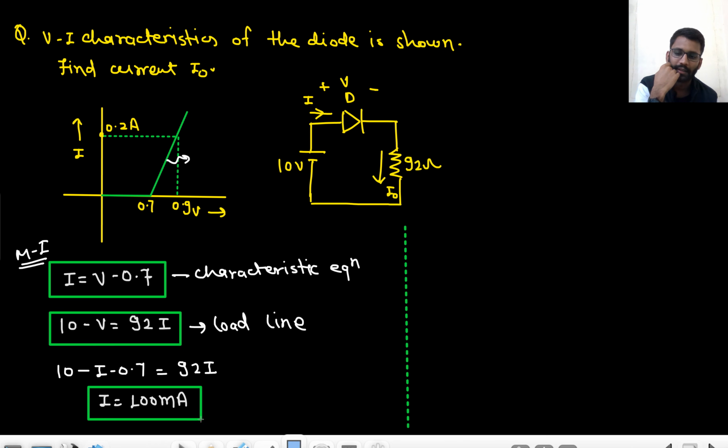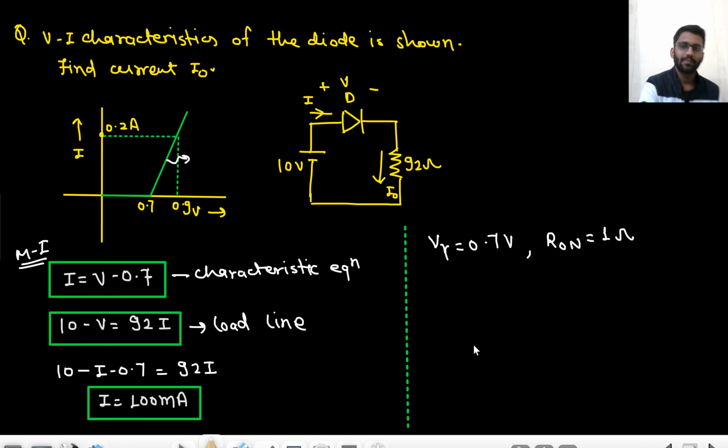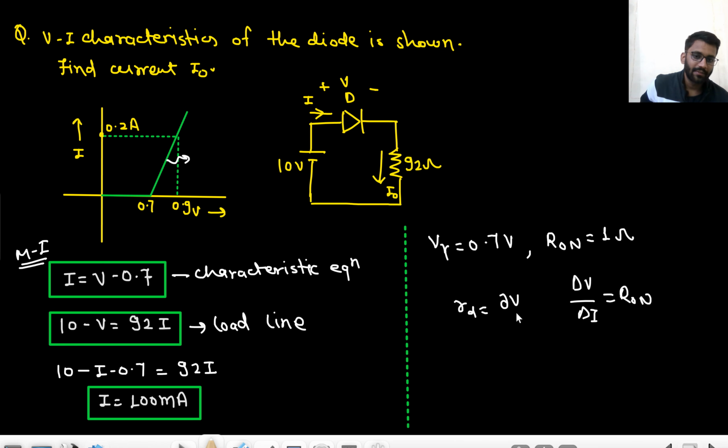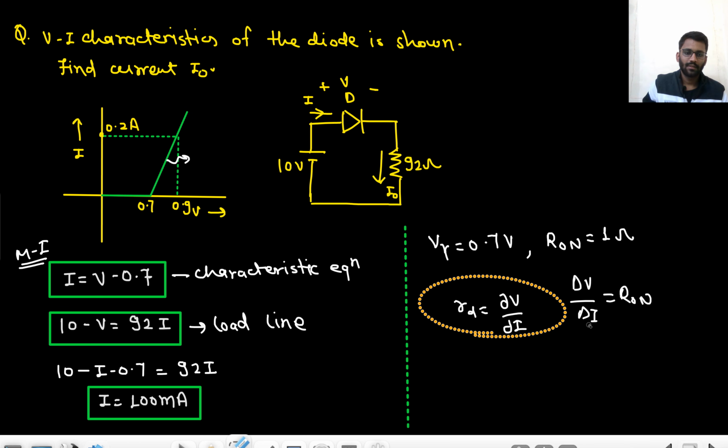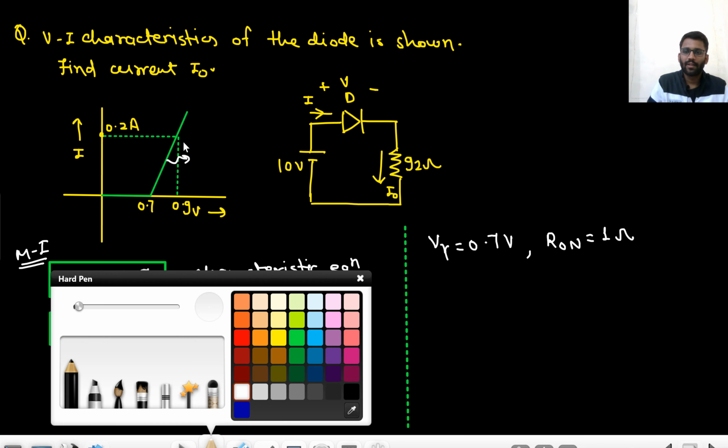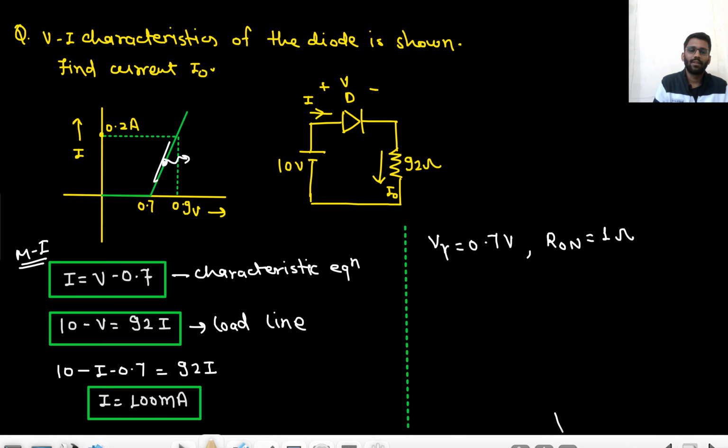Basically, your answer is 100 milliampere. Or what you can do, by these characteristics, what do you understand? Here you can see that your V gamma is 0.7 volt and your R on is 1 ohm. Right? What is R on? That would be delta V by delta I. This is R on. And what is RD? That is delta V upon delta I. Although both are same in this case. Right? Because if you find the slope at this point, you will get the same slope only.